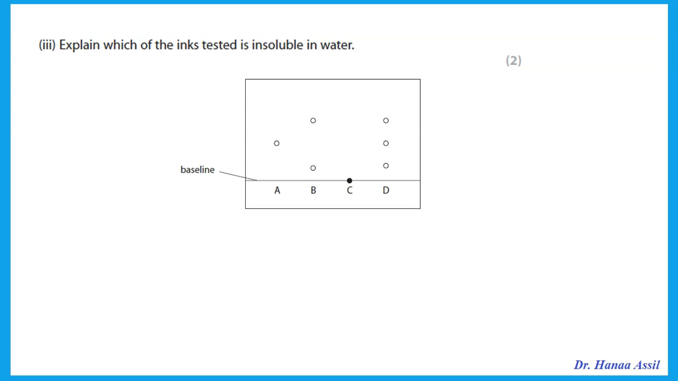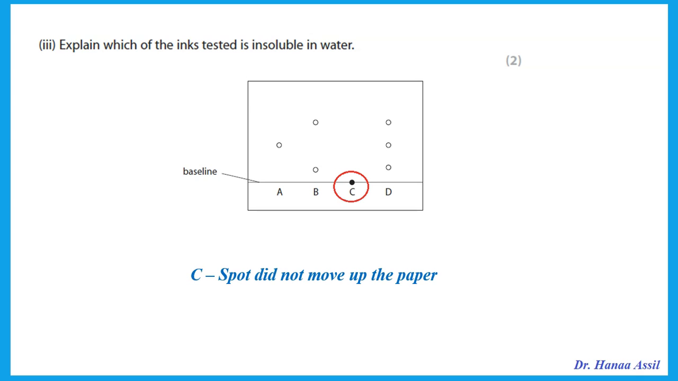Explain which of the inks tested is insoluble. How do I know if something is insoluble in the solvent? If it remains on the baseline, it did not move up the paper, that means it is insoluble in the solvent that is being used.